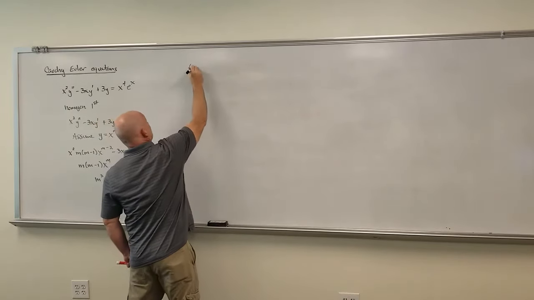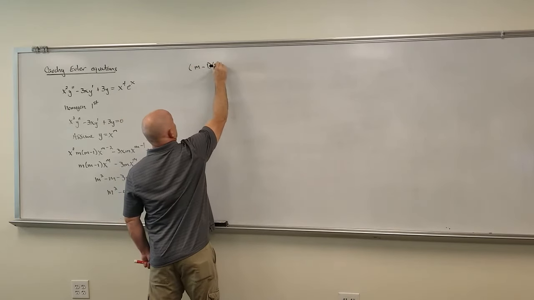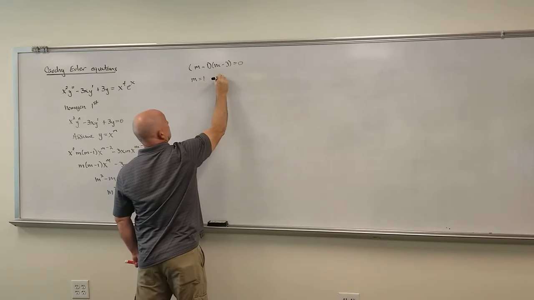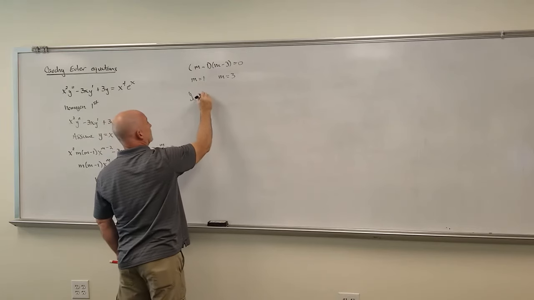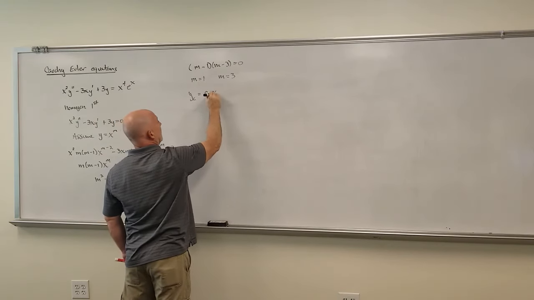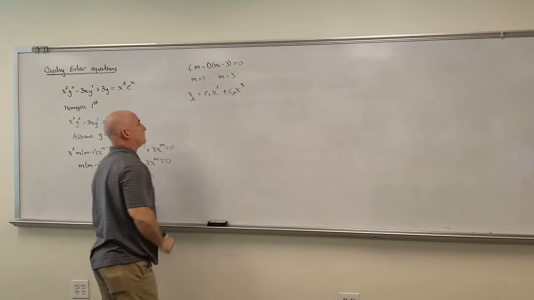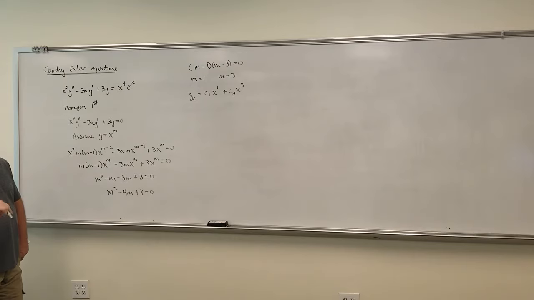I'm out of room down here, so let's go ahead and find our homogeneous solution. That's our characteristic equation. That should factor to m minus 1, m minus 3 is equal to 0. So we get two distinct real values for this. So our complementary solution is C1 x to the first plus C2 x to the third. Okay, so there's our homogeneous solution.